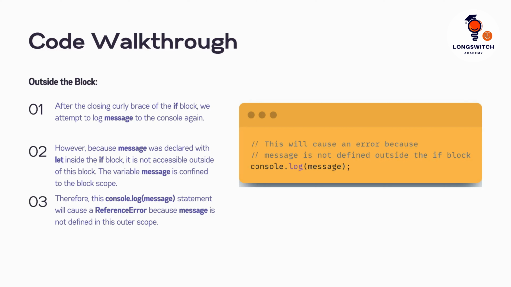Let's go through the second section of our code sample, which is the outer part of the block, or outside the block. After the closing curly brace of the if block, we attempt to log message to the console again. However, because message was declared with let inside the if block, it is not accessible outside of this block. The variable message is confined to the block scope. Therefore, this console.log(message) statement will cause a reference error because message is not defined in this outer scope.